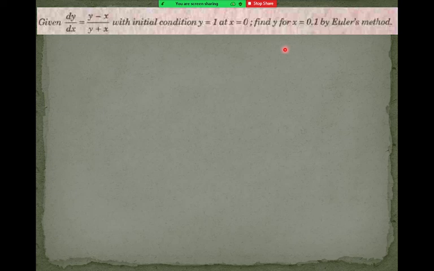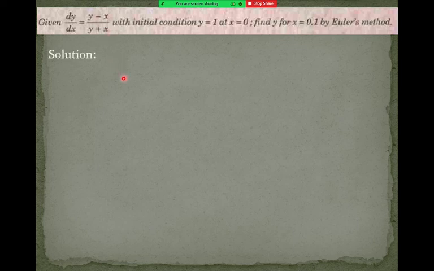You are going to take n equal to 5, but it is not given anywhere in the question. You can take n equal to 10 also. I'm not saying that n should be 5 only. Which interval do we have to divide? From 0 to 0.1. So x0 is 0, xn is 0.1 and y0 is 1. And f of xy is y minus x upon y plus x. Those are the things we have.